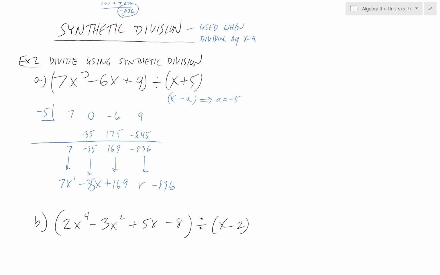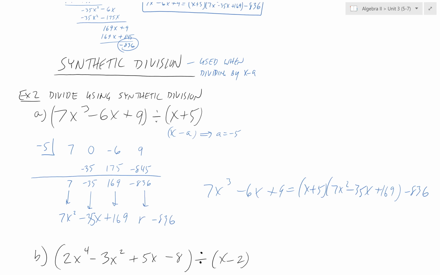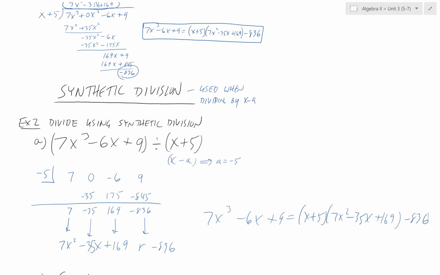That's the same remainder we got when we did the long division method. But if you'll notice, this method is a lot simpler. You just multiply and add, multiply and add, multiply and add. And so then we could, of course, write our answer the same way, which was 7x cubed minus 6x plus 9 equals x plus 5 times 7x squared minus 35x plus 169 minus 836. Okay? So you can go ahead and write down whatever you need to write for this one, and then we'll try another one together.